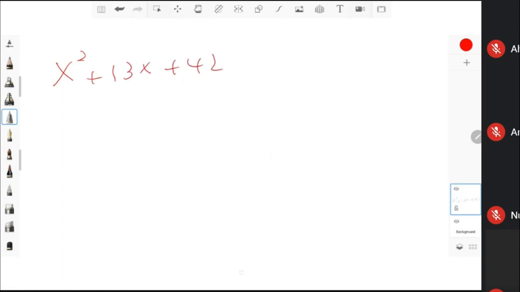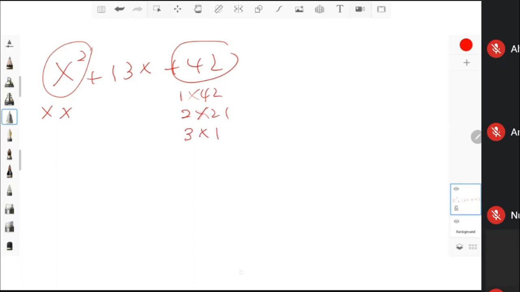Now, first step, list out the factors. 1 times 42, 2 times 21, 3 times 14, 6 times 7. Correct? Nurin, am I right? Is that all the factors of 42? Yes. Okay, now, then you guess. Which one add up together will give you 13? Nurin? Which pairs add up together will give you 13?